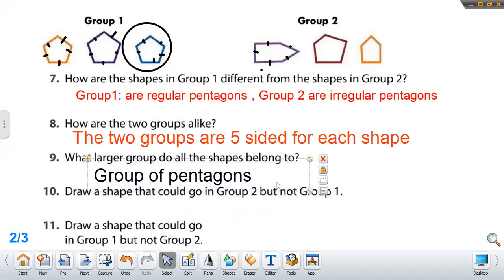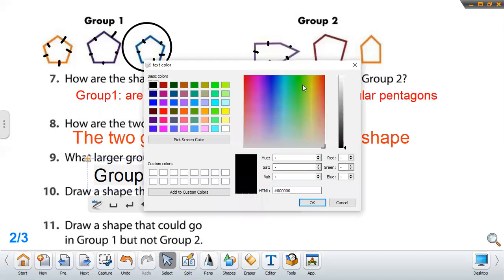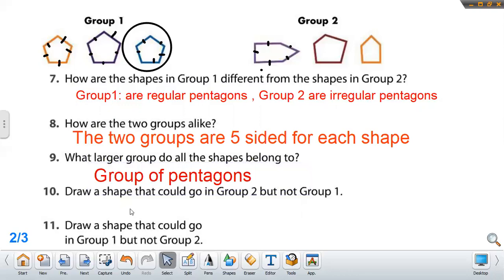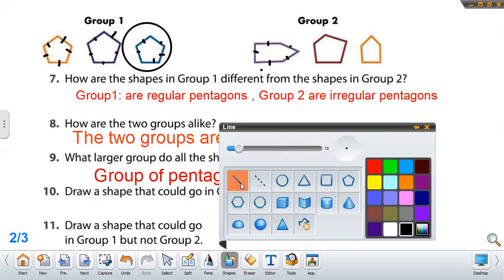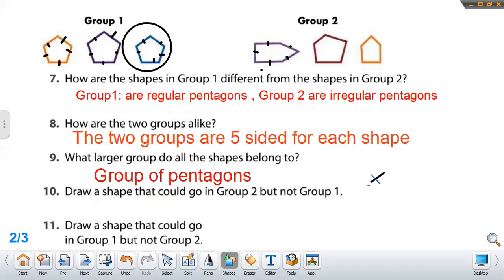Now we need to draw a shape that could go in group 2 but not in group 1. For group 2, it's supposed to be an irregular pentagon. So let's draw it together. It's supposed to have 5 sides, so 1, 2, 3, 4, and 5. Any 5 sides without any equality, not equal in length.